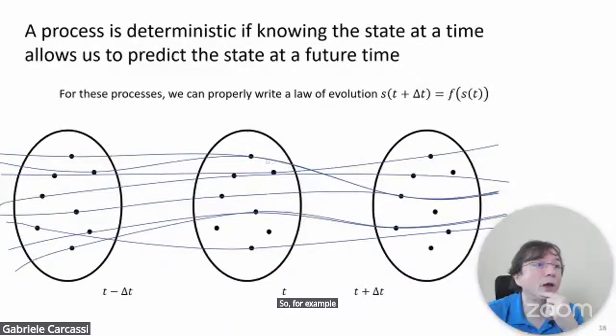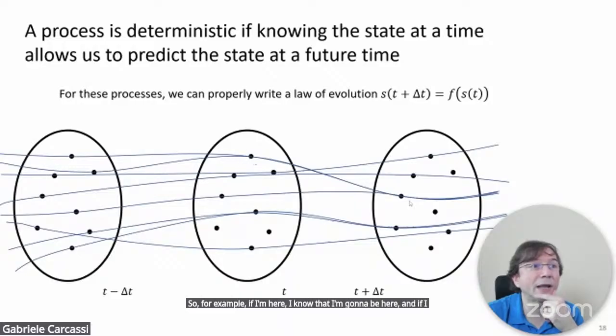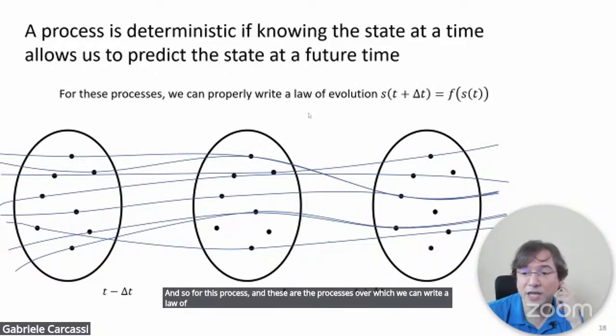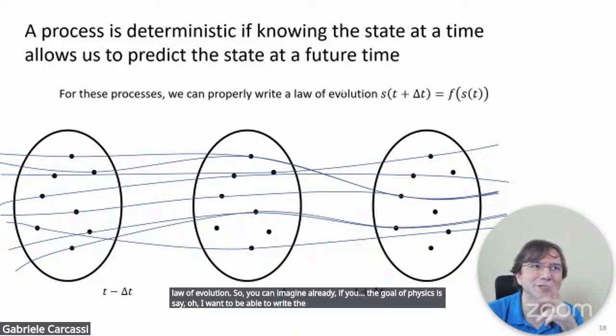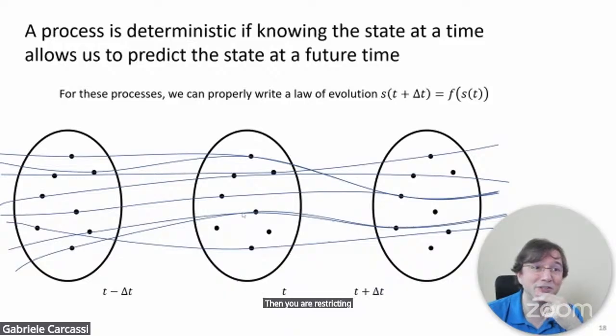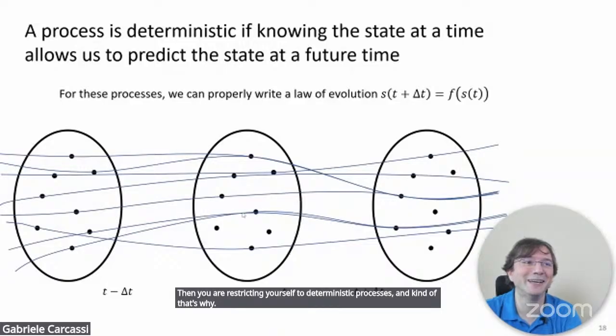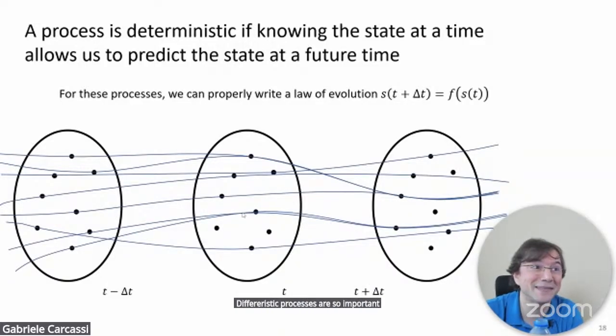So, for example, if I'm here, I know that I'm going to be here. And if I'm here, I know that I'm going to be here. And so these are the processes over which we can write a law of evolution. So you can imagine, if the goal of physics is to write the laws of evolution in such a way, then you are restricting yourself to deterministic processes. And that's why deterministic processes are so important in physics, because if we want to write this, we need a deterministic process.